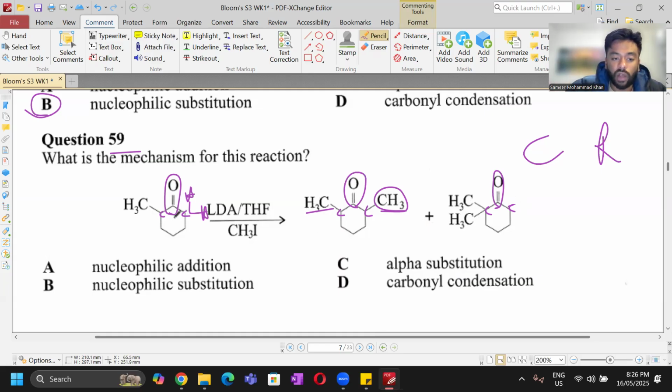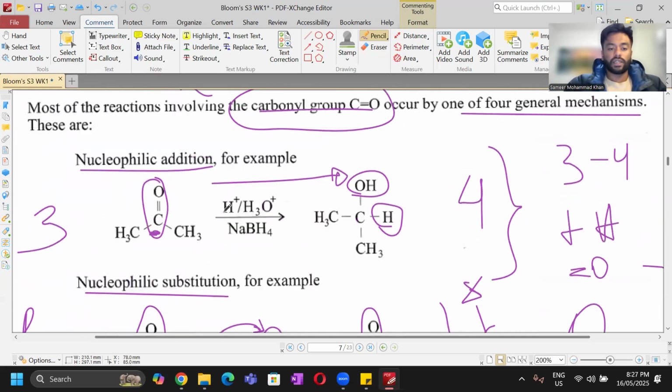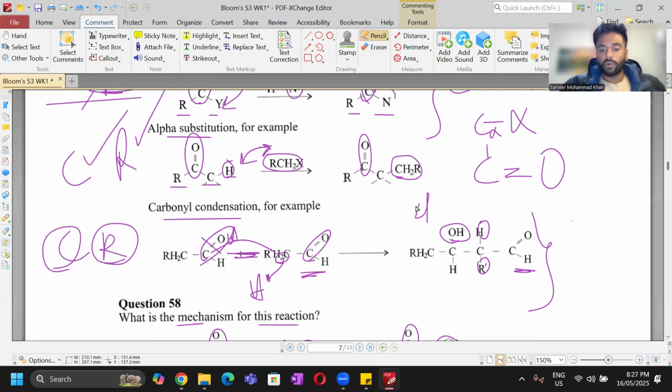So again, the central carbon is unchanged. Because the central carbon is unchanged, we can apply an elimination method, right? It can't be carbonyl condensation because, as we saw before, it needs two molecules to add together. It can't be nucleophilic addition either, right? Because if you look all the way up here in nucleophilic addition, you're changing the nature of the central carbon. You're breaking it and forming an OH bond. And that's not what you see here.